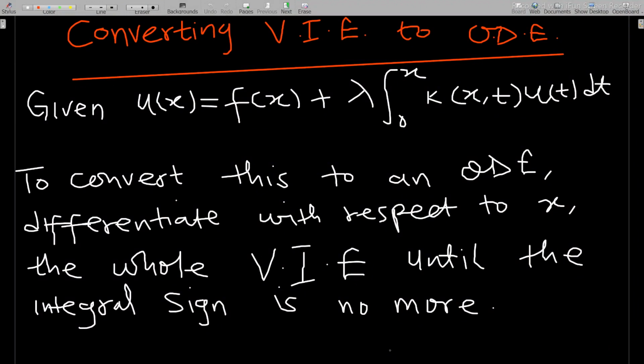In this lesson we just learn how to convert a Volterra's integral equation to an ordinary differential equation, or an ODE. And then we'll just look at it. If you can solve it, then you continue solving it, okay? I hope you are cool with me.